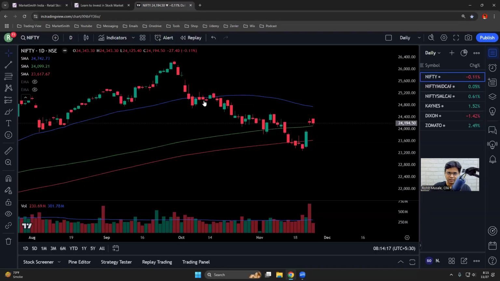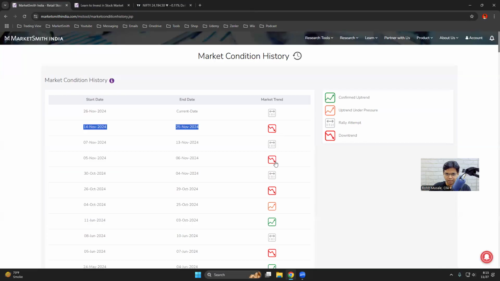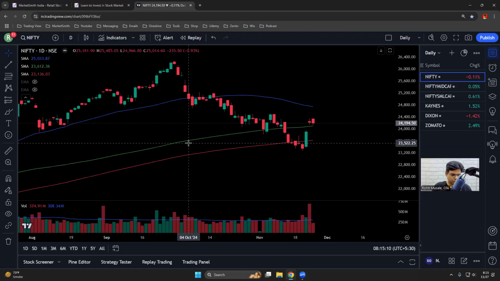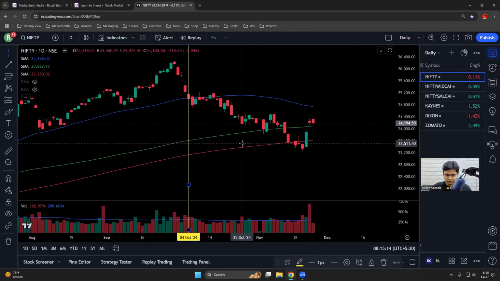See, this is exactly what happened. Let's say the market was in an uptrend under pressure from 4th to 25th October. Let's go to 4th October. Where is 4th October? This is 4th October. Where is 25th October? This is 25th October.